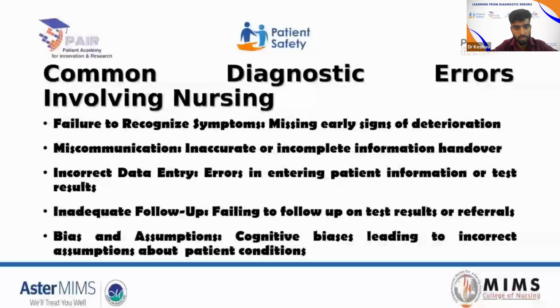Inadequate follow-ups, failing to follow up on test results or referrals. Sometimes nurses forget about the tests performed and they may not be contacting the laboratory services to get the results in time. So what happens is inadequate follow-up resulting in delayed treatment for the patient. Then bias and assumptions. Cognitive bias leading to incorrect assumptions about patient conditions. This is also a common problem with the nurses.